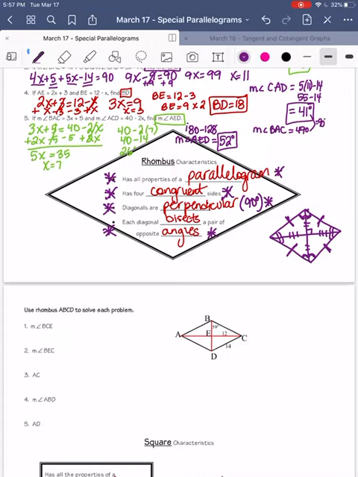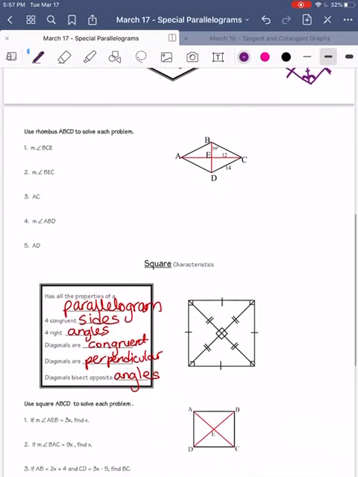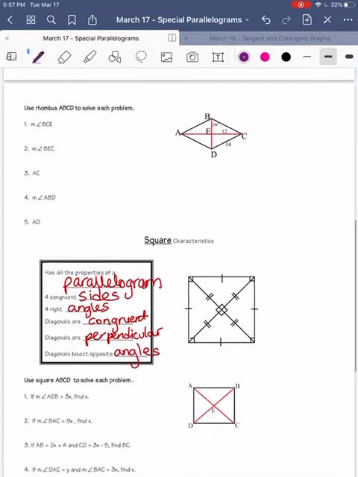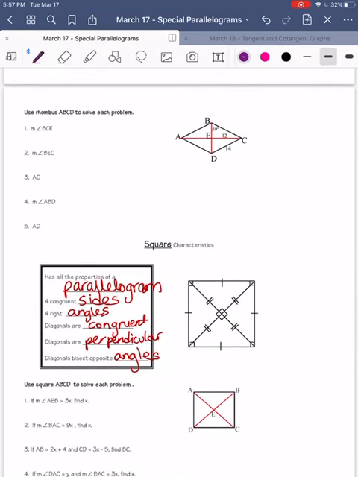Pause it if you need to. Make sure you get all of that written down. Now we're going to use an example to solve some problems. One thing I noticed is that if you made careless mistakes on your homework, it was simply because maybe you didn't know what angle I was referencing. So make sure that you follow along.